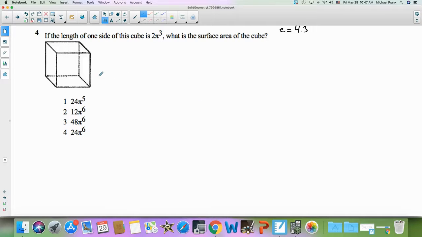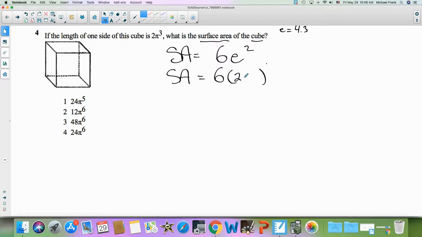Well, the length of one side of a cube means all the dimensions are 2π³. I see the words surface area and cube, so I say surface area of a cube is 6e squared. So really, I'm just going to ignore all of that weird pi stuff and just substitute it right in. If they tell me it's the edge, I'm going to adjust. It's 2π³, right? That's the length of one side. I wish they called it an edge, but they didn't.